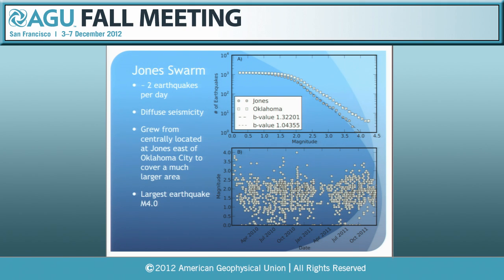And here is a time magnitude plot. And we don't see any significant main shock aftershock sequences. It's a true swarm that's occurring here. And if we look at the b-values for the Jones sequence versus the rest of Oklahoma, the rest of Oklahoma provides b-values very close to 1, and the Jones sequence is providing a b-value of about 1.3.